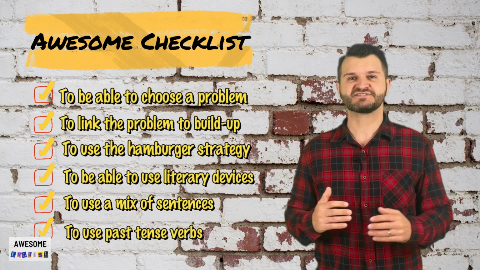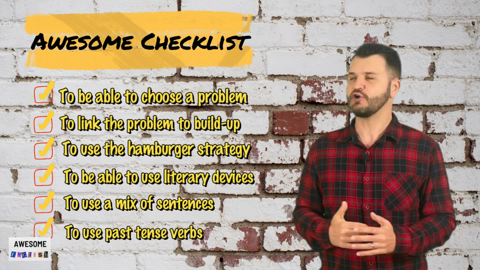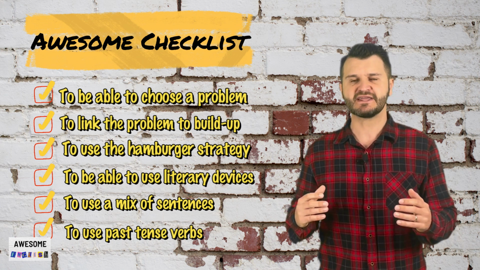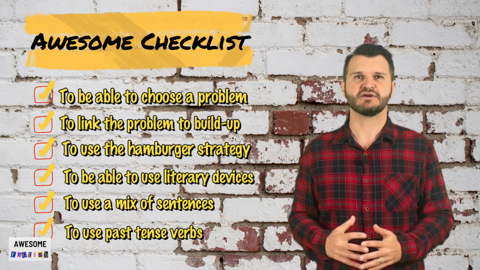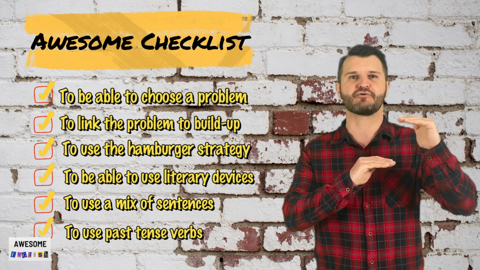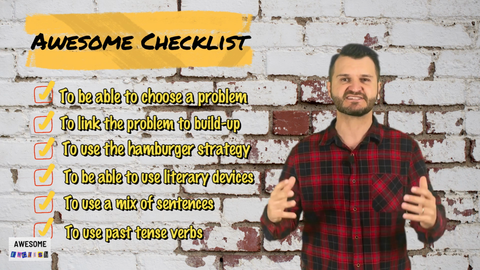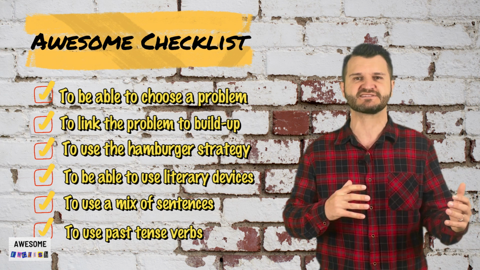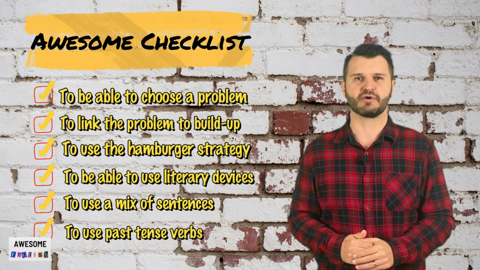All right, now it's time for a little recap on the learning objectives of today's lesson. Give me some thumbs up if you're able to choose the right problem for your narrative text. Did you link it to your build-up paragraph so they work together to build tension? Did you use the hamburger strategy to create a really good paragraph? Did you use literary devices to make your narrative exciting and interesting? And did you use a mix of simple, compound, and complex sentences? Finally, did you use past tense verbs? Okay, let's keep going.